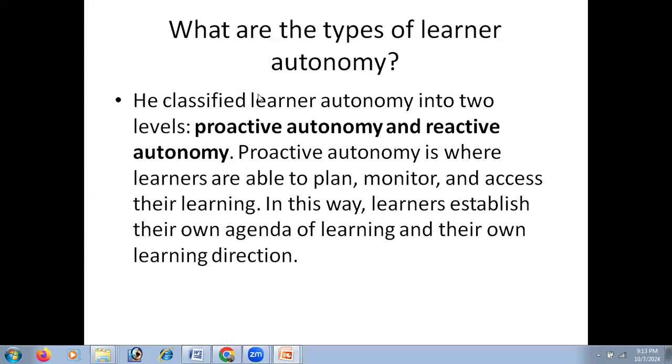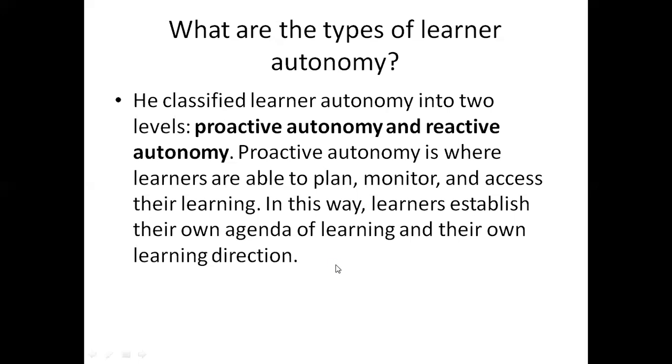So the two types of autonomous students will be helpful in learning. A proactive autonomous learner will be able to plan, monitor, and assess their learning in this way. Learners establish their own agenda of learning and their own learning direction. Okay, that is the proactive. And the reactive learner will be doing things in another way.